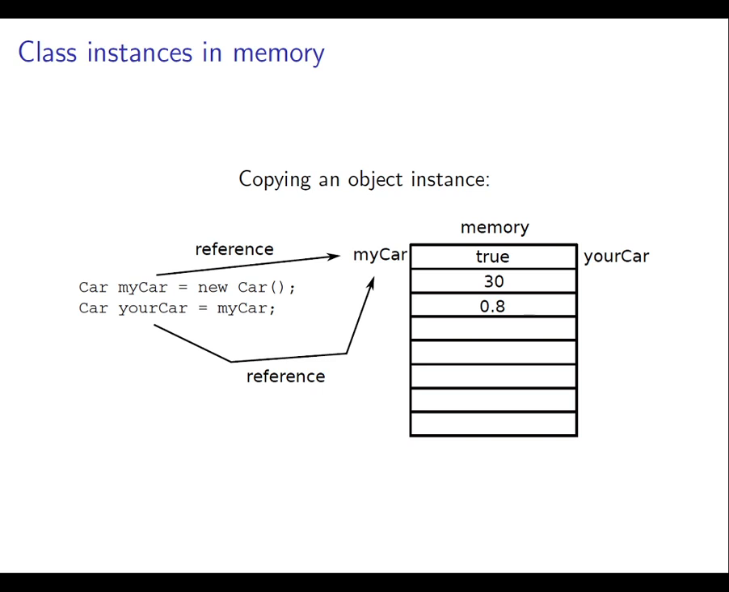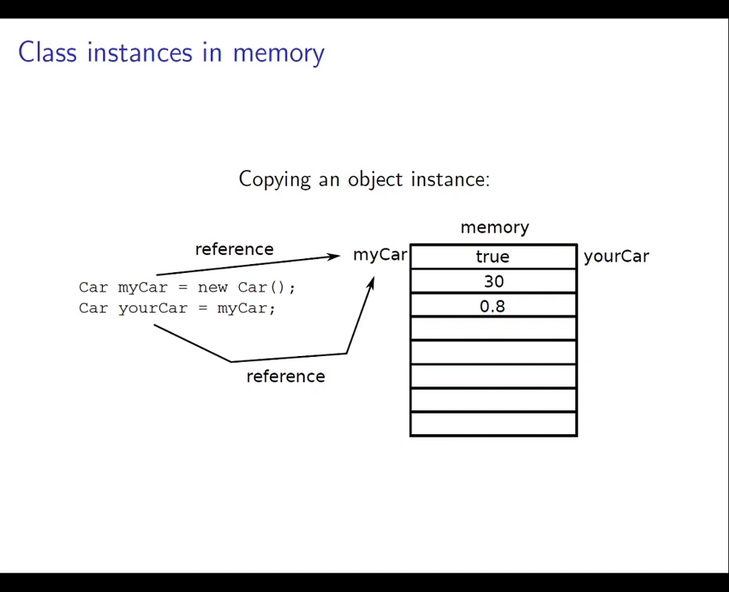So all kinds of implications of this. One thing is that you have to be sure that you know what you're doing when you try to copy an object. So here's a piece of code that you might write. You might write Car myCar = new Car, and then you might say Car yourCar = myCar. Now what's going on here? What we're doing here is we're saying the reference yourCar to a car object is set equal to another reference to a car object, namely myCar.